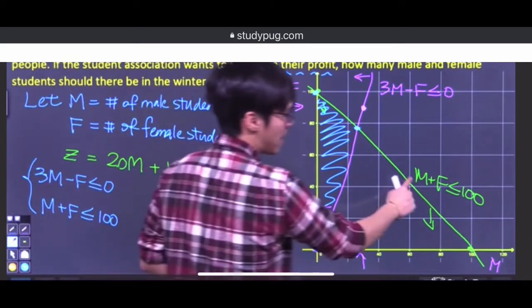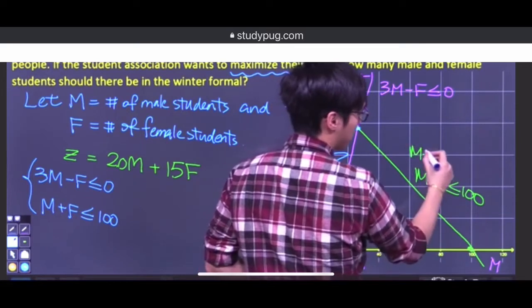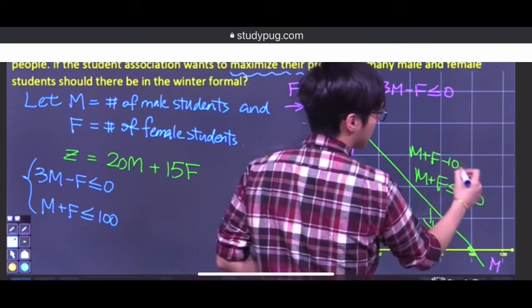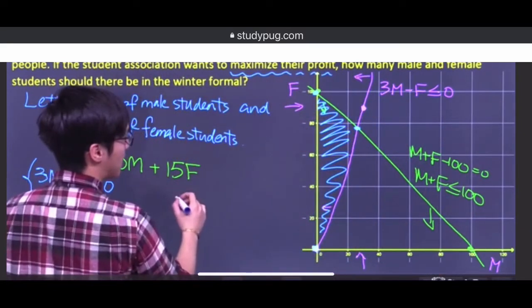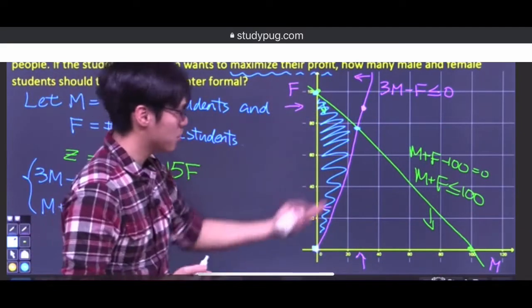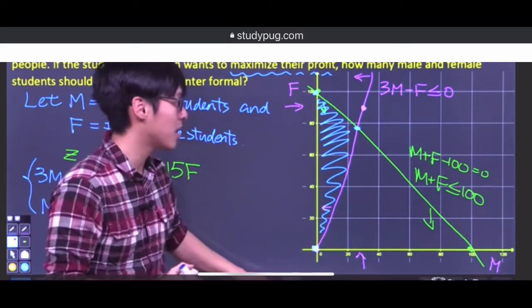And here we have m plus f less than or equal to 100. So that is equal to m plus f minus 100 equal to 0, right? So now equate them, and we'll solve the answer. Or, another way of doing so is to plug into the calculator.